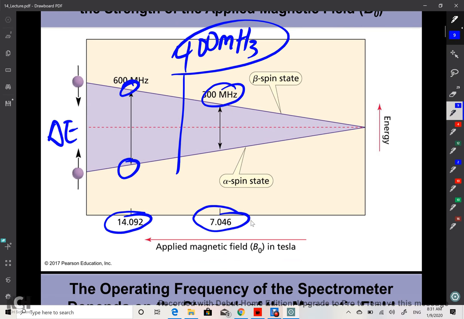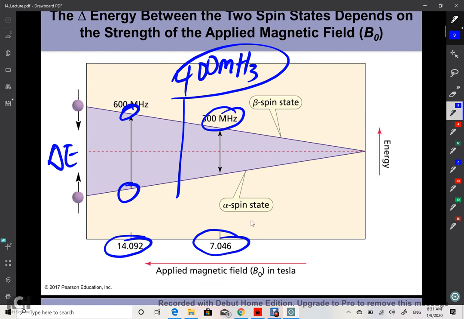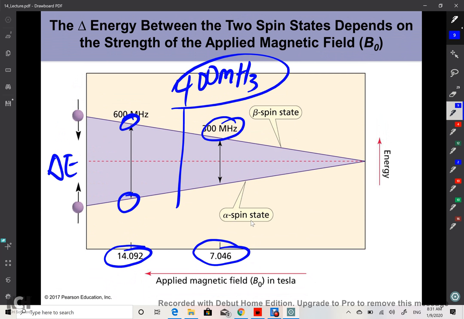So how does the NMR spectroscopy work? How does the instrument function? When you apply a magnetic field on the spin, it separates them into two, the alpha and the beta state. But then you now send in a radio frequency wave, RF.